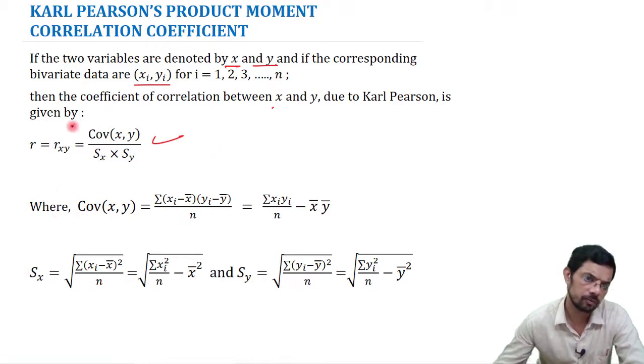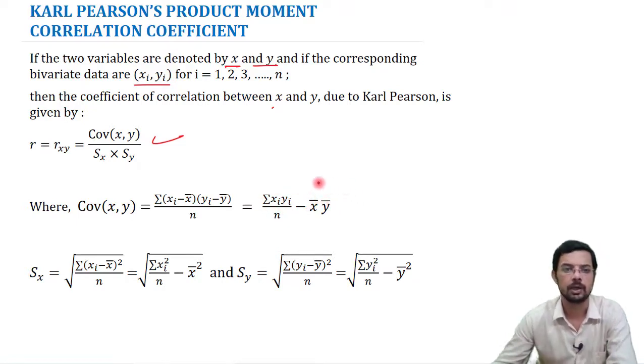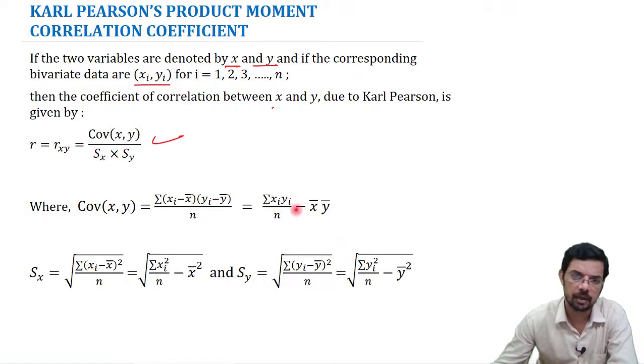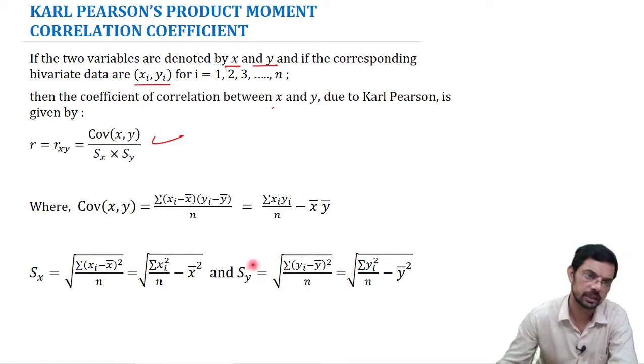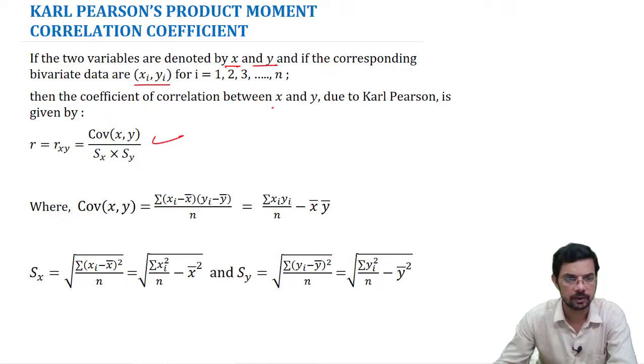Now, we know that covariance of x and y is defined as the sum of xi minus x bar into yi minus y bar divided by n, or we have a short formula as sigma xi yi by n minus x bar y bar. Okay, now we already know what is standard deviation of x and standard deviation of y. Individually we need to find out s of x and s of y. These are the two different formulas which we already know how to find. We have studied that in the previous videos.